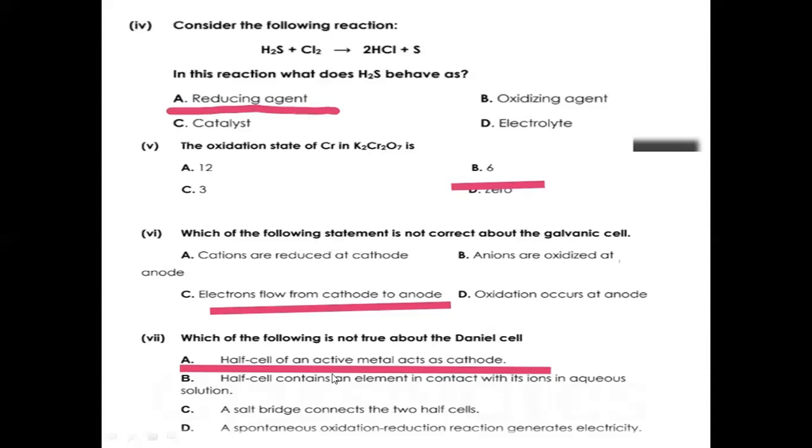Number 7, which of the following is not true about the Daniell cell? Half cell of an active metal acts as cathode. That is not correct because an active metal, I told you, will always act as an anode. Most active metal means which can easily oxidize by losing electrons. So in this case, they say that the half cell of an active metal will act as a cathode. No, this is wrong. Half cell contains an element in contact with its ion in aqueous solution. Correct. A salt bridge connects the two half cells. Correct. A spontaneous oxidation reduction reaction generates electricity. Yes, it is correct.